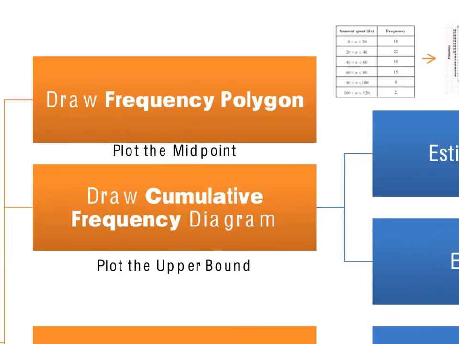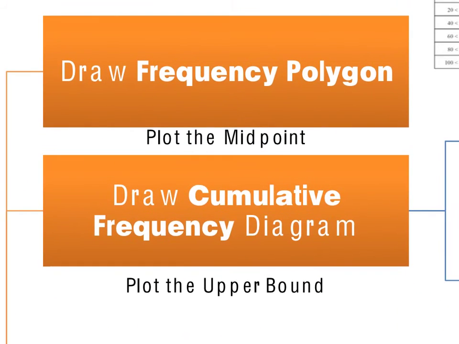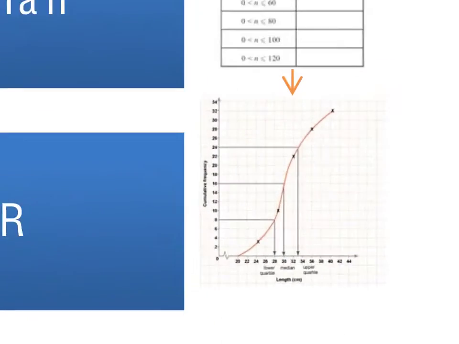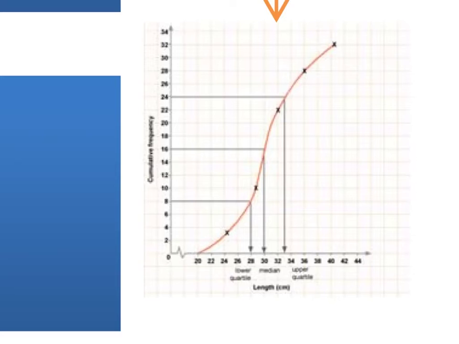And that's different from what you do with the cumulative frequency diagram. Frequency polygon, plot the midpoint. Cumulative frequency diagram, plot the upper bound. So, cumulative frequency diagram is the one that looks like that. It's the one that always ends up looking a little bit like an S-shape, like that. It's the one that we can use for estimating the median, lower quartile, and upper quartile.